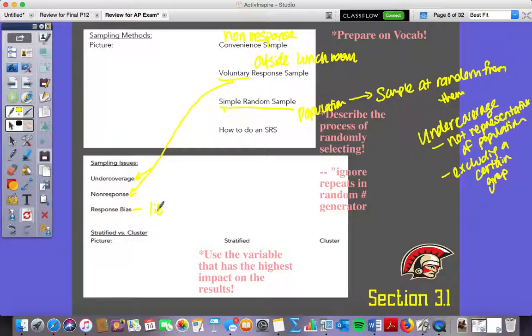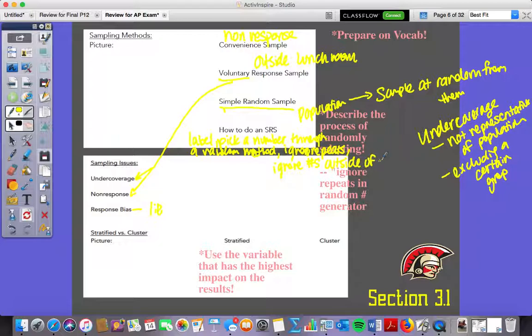How do we do a good SRS? We did this the other day, but we would make sure that we label. We would pick a number through a random method. I don't care how, just make sure it's a random method. Ignore repeats if needed, right? Sometimes we don't, depending on the method. And ignore numbers outside of my range.